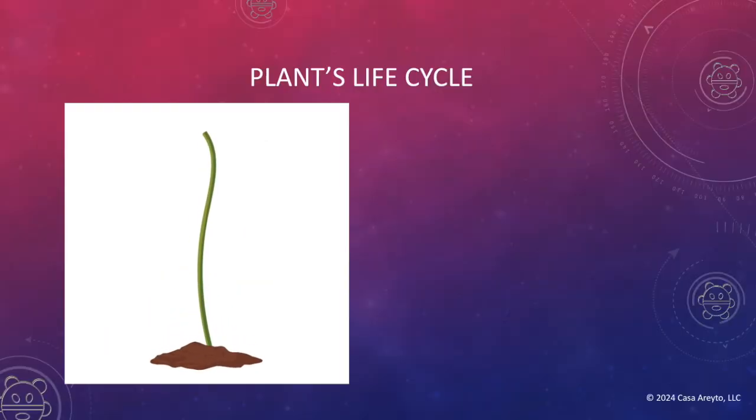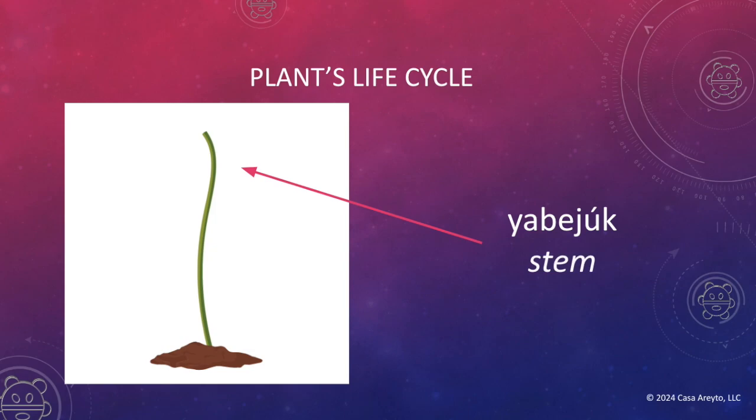Now let's take a look at the next step in the plant's life cycle. The plant then grows a yabehuk. You can see it on the screen. What do you think yabehuk means in Taíno? Correct! Yabehuk means stem. That's the next step in the plant's life cycle.